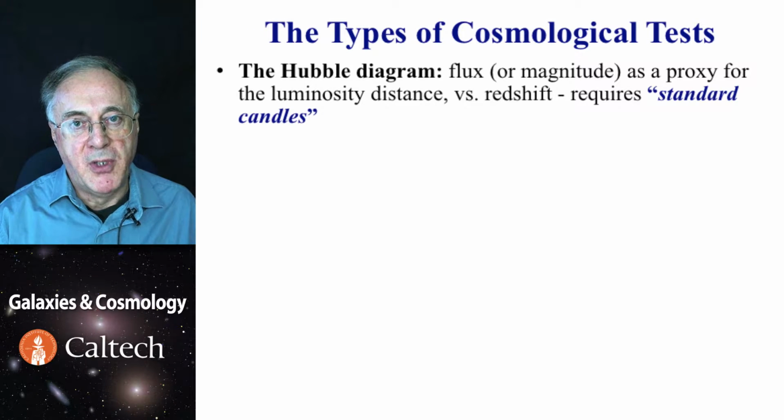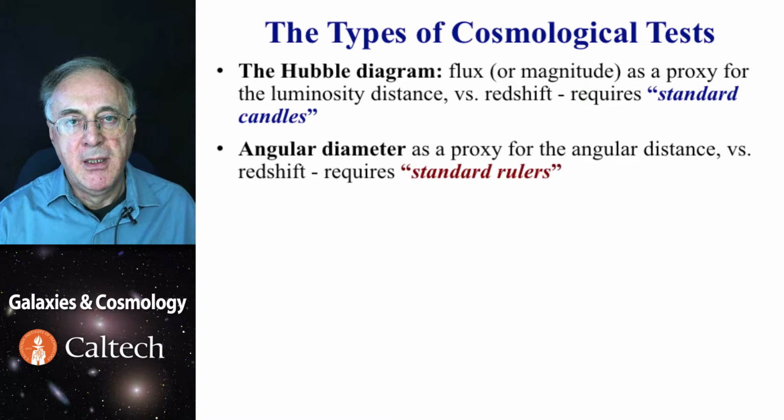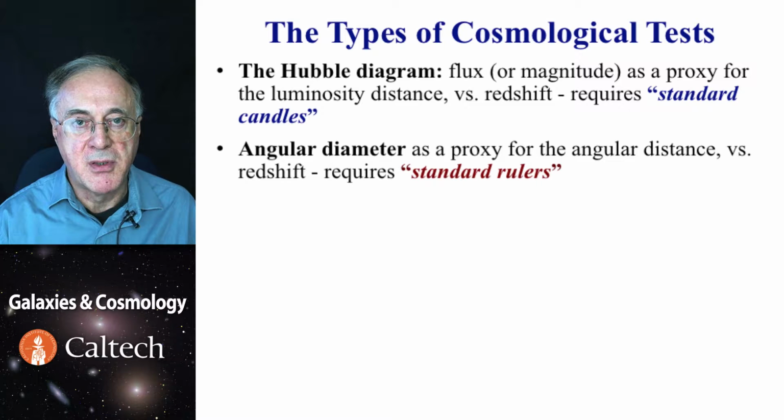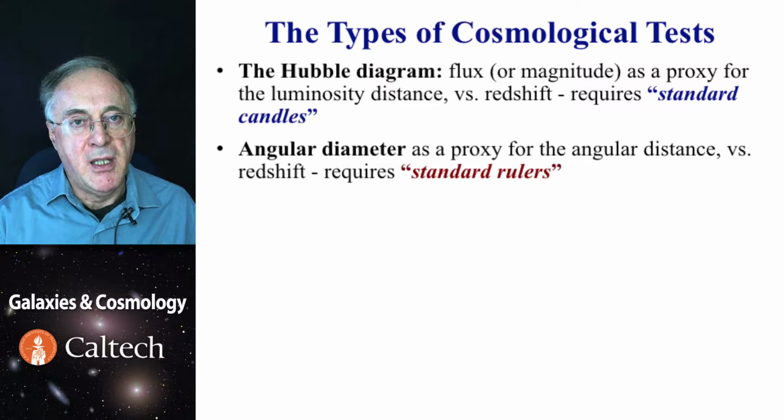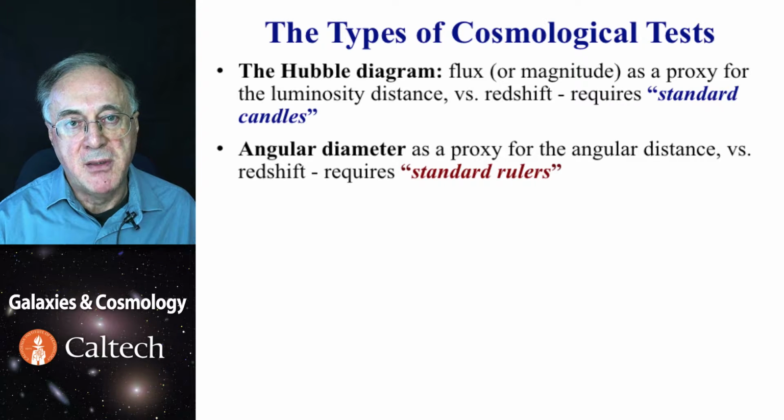In order to perform this test, we need a family of sources that are bright enough to be seen far away and that have constant intrinsic luminosity, or standard candles. The other classical cosmological test is the angular diameter test. There, if we had a family of objects big enough to see far away, say clusters of galaxies, and of constant intrinsic size, standard rulers, we can then perform the angular diameter test. So this is where luminosity distance and angular diameter distance come in.